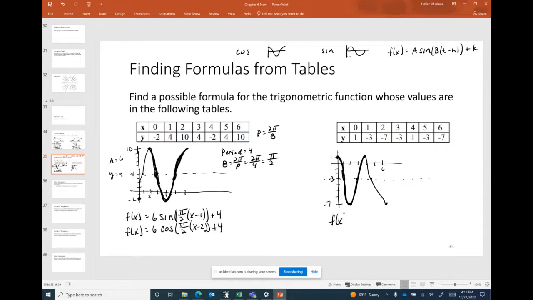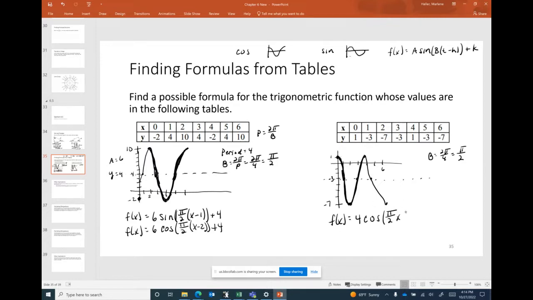So my function here, f of x, is going to equal, my amplitude this time's a little different, right? The distance between the midline and the high point, or the midline and the low point, is 4. All right, positive because we're not reflecting. So it's 4 times the cosine. And what is my b here? My b is going to be the period. What is the period? This time the period looks like it's the same. The period is 4. So it's going to be 2 pi over 4, or pi over 2 again. Same period. All right. Pi over 2x.